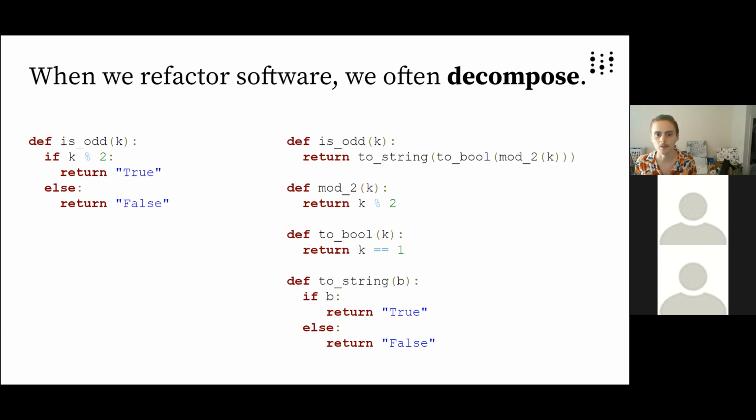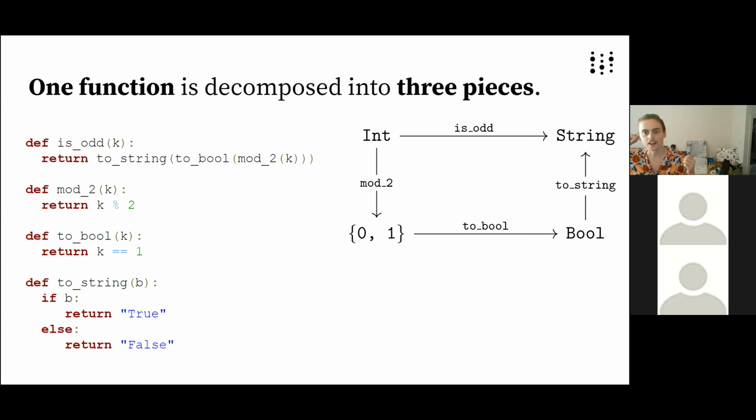It's a matter of taste, maybe, which of these is the right way to write it, and maybe neither is really the right way to write it. But the important thing is that we can do it. We can split this function up if we want, and we can take this set of functions and collapse them down into a single one. This is the process of refactoring and rewriting software. And in this case, one function is being decomposed into 3 pieces.